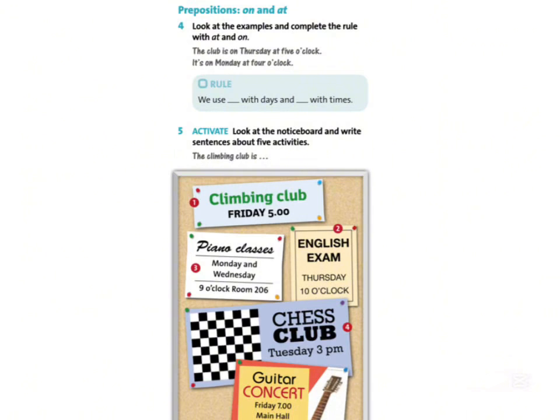Exercise number 5. Look at the notice board and write sentences about 5 activities. Бұл жерде хабарландыру тақтасы ілінген, әр клубтың уақытысы, күні, соны сөйлем ретінде құрастырып жазуымыз қажет болады, әрине prepositionдарды қолдану арқылы.